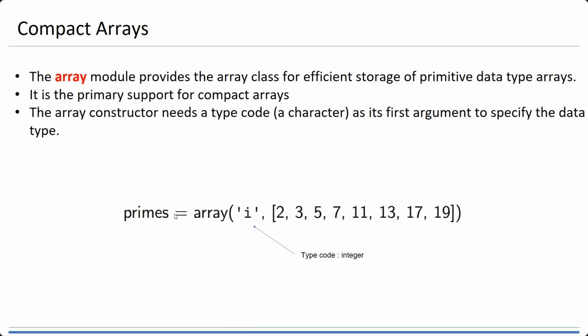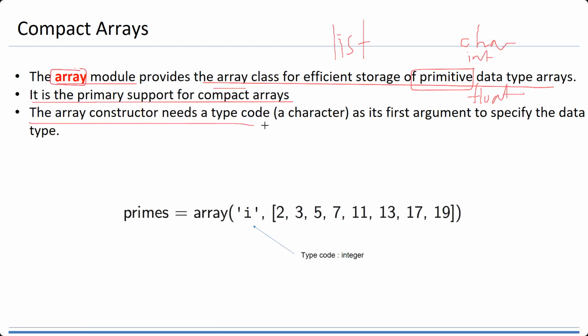Now, when we are dealing with the compact array, it means there is a kind of module. The array module provides the array class for efficient storage of primitive data type arrays. If you are just using primitive data types, like what I mentioned, character, integer, or float, you just use the array because it is more efficient compared to the list. It is the primary support for compact arrays. So we have the array module. We will take a look later.